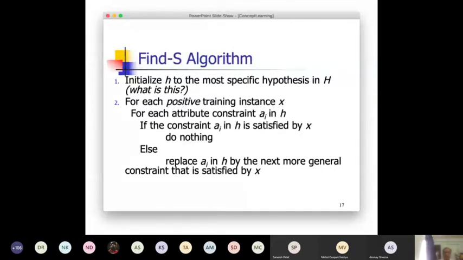That means you are not processing anything with the negative examples. So if you have a negative example, then you are not doing anything. Only you are doing it for the positive examples, right? And then finally, when all positive examples are exhausted, you output the hypothesis H. That is your result.